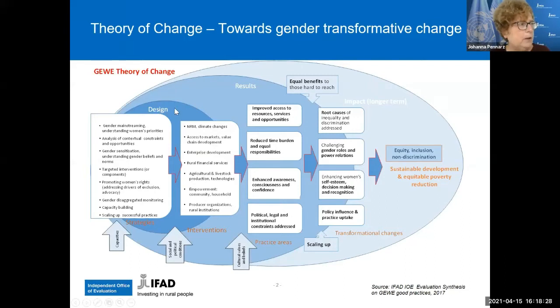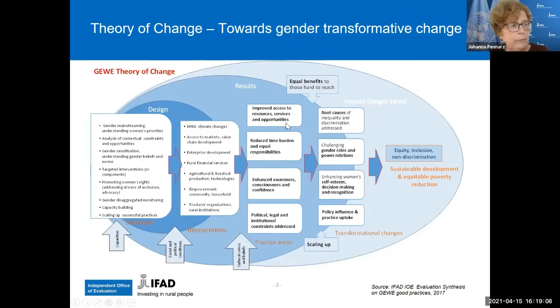We start from the strategies on gender, go into interventions, practice areas, and then into the transformative changes. Under the strategies, we have the typical IFAD strategies on gender, for example, gender mainstreaming, gender sensitization, targeted intervention for women, and so on. We have the classical IFAD intervention areas: natural resource management, access to markets, value chains, enterprise development, and so on. And then we come to practice areas.